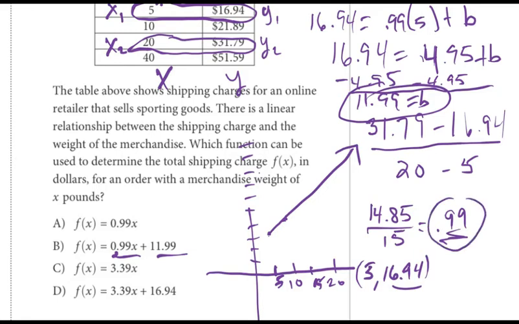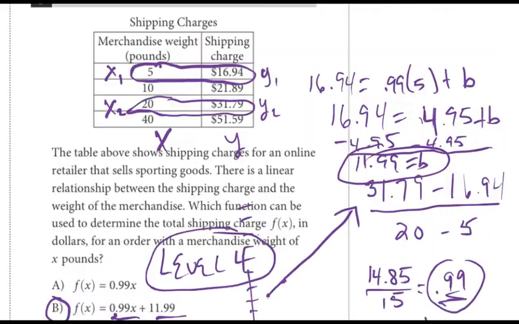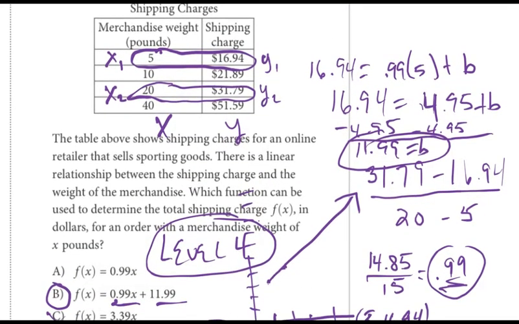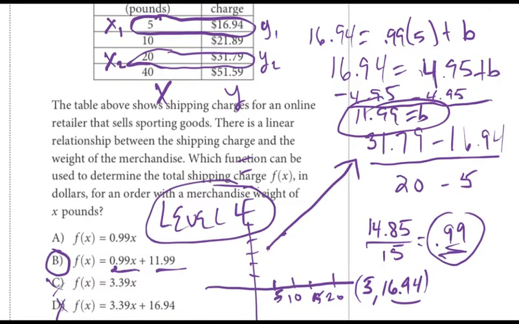Answer choice B. The level of difficulty here was about a level 4. Many of you could have done this very quickly just by looking at the data, knowing it was linear. You know that the slope is approximately 1, so it can't be C or D. And then just figure out that the y-intercept can't be 0 because the price of 0 pounds would be more than $0. It would actually be $11.99. So answer choice B.